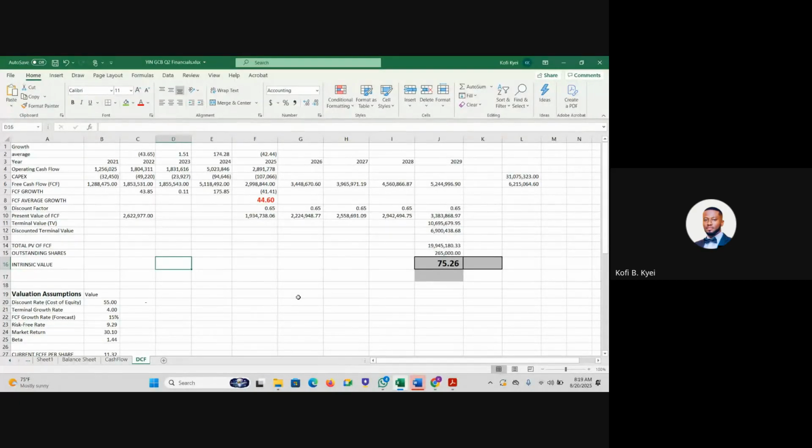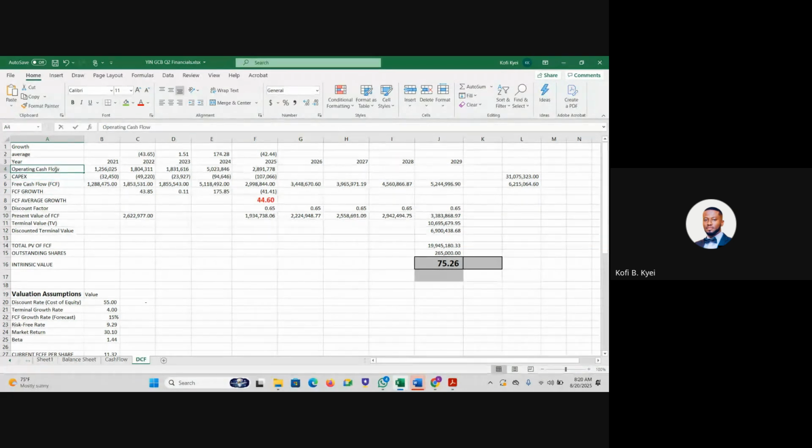This is also a different approach. I've been telling you that in the last stock pitch competition, this is the Excel that we used. And with that one, with calculating the free cash flow, you would only apply the capex to operating cash flow. That is the very easiest approach.